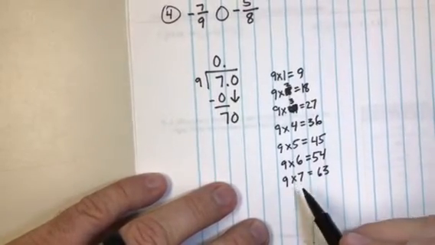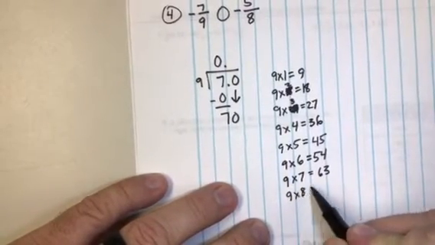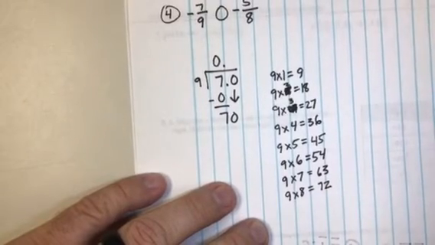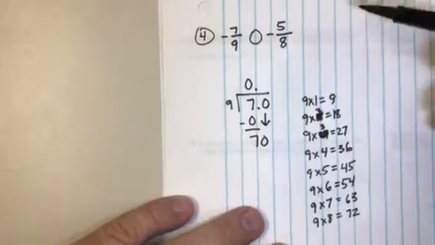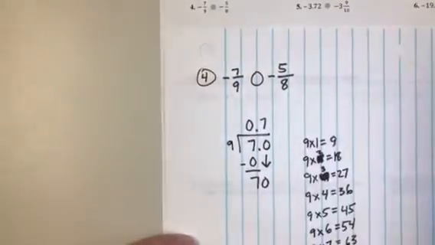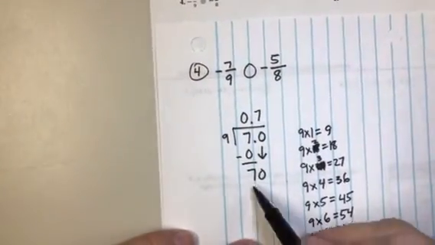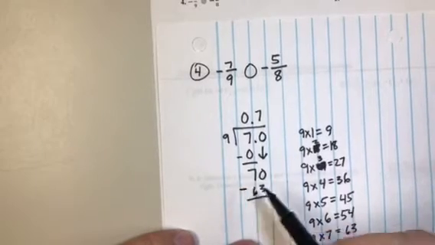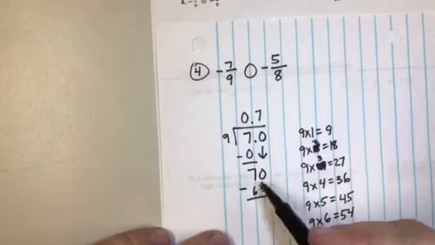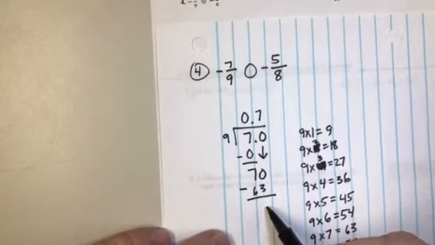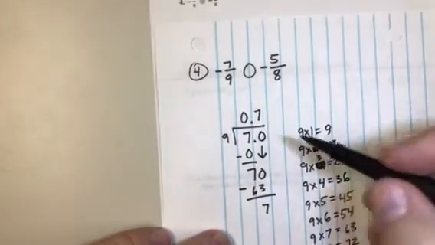63 is pretty close. 9 times 8, we just went past. So we are looking for 7. It goes in 7 times. 7 times 9 is 63. We subtract the difference between 70 and 63. They can borrow if they need to, but they should also be able to know that this is 7.